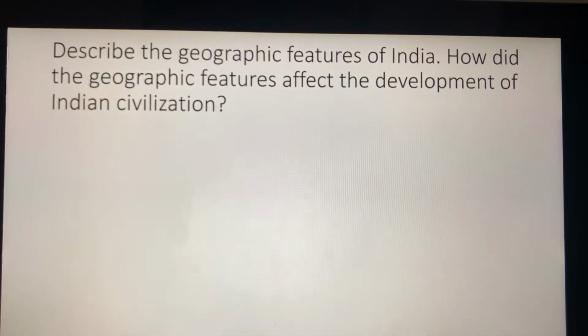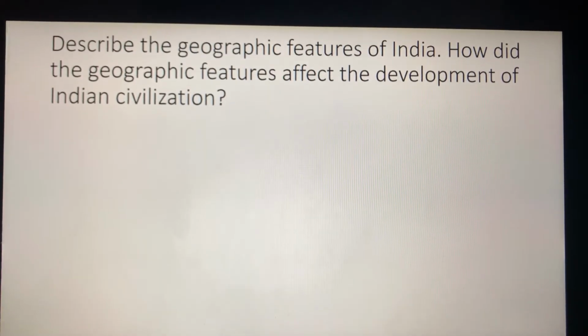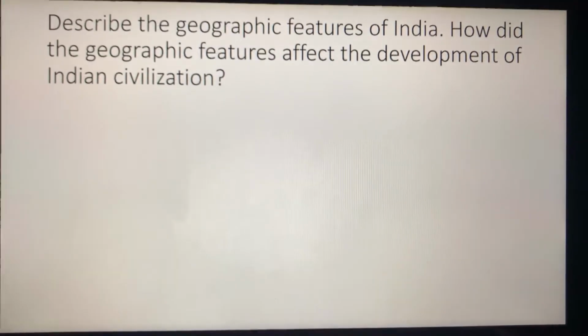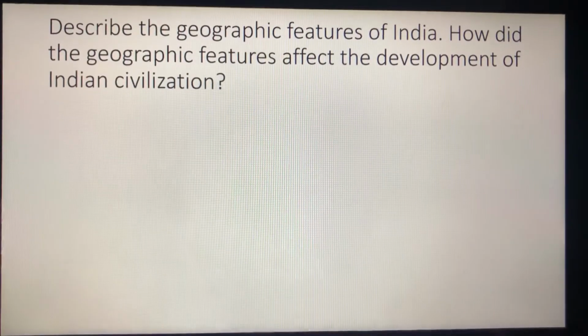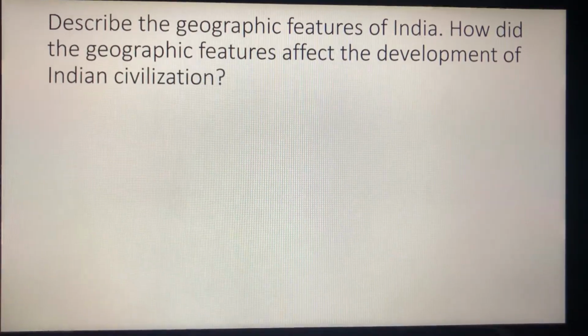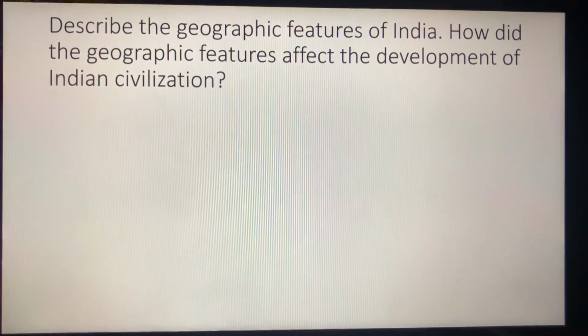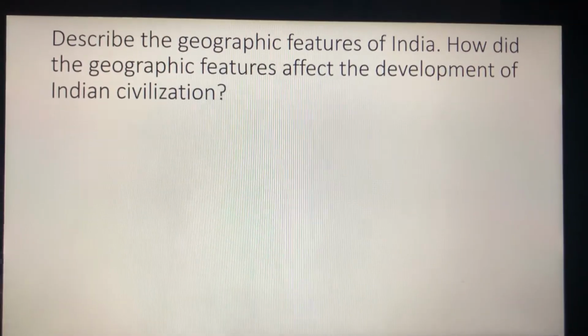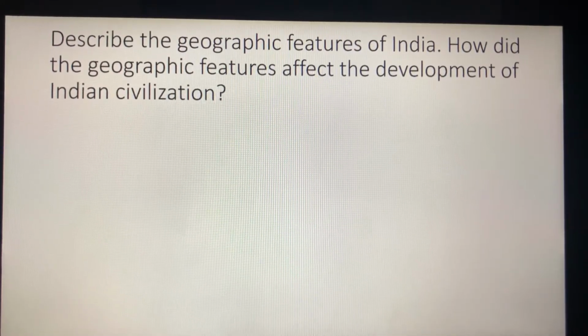Okay, first question, describe the geographic features of India. How did the geographic features affect the development of Indian civilization? So for this question, you were already assigned to it. If you did not answer it, or if you need to do a better job, you want to look at page 378 as well as 379.